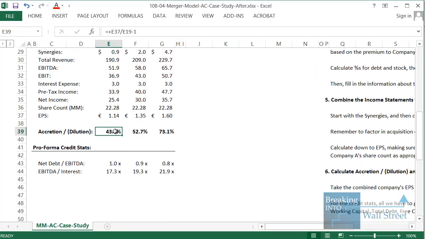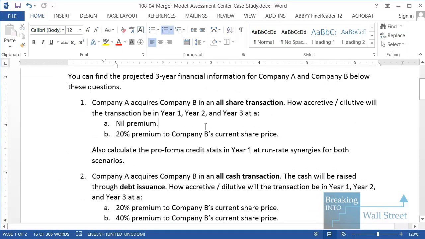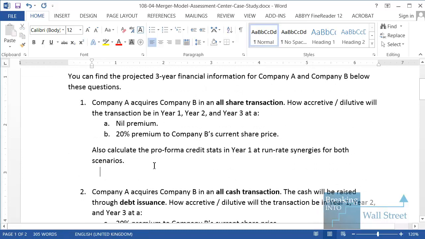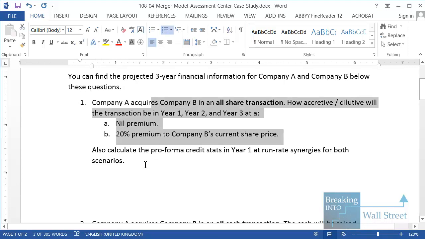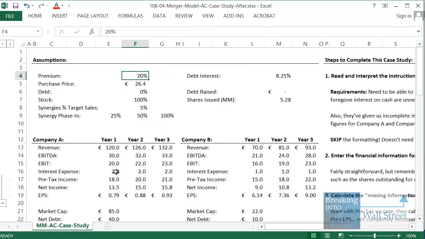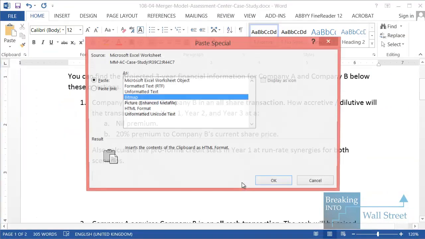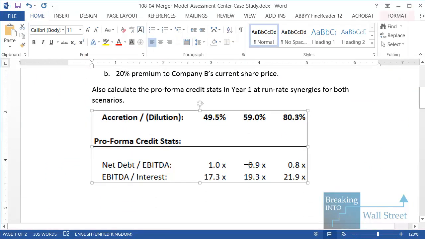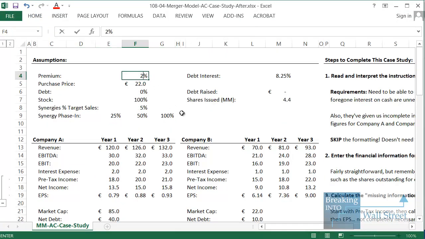If we wanted to copy and paste in all the answers, what would that actually look like here? Well, let's go back up to question number 1 and start figuring this out. What we can do here is just copy and paste a lot of these down below each question just to save us some time. So nil premium and then a 20% premium in an all share transaction, and then the pro forma credit stats in both scenarios. So let's change the premium, keep this at all stock, and then let's just copy and paste both scenarios here. And again, this is really the 80-20 solution that I'm giving you because you don't want to spend hours and hours or minutes and minutes on this in a real case study.